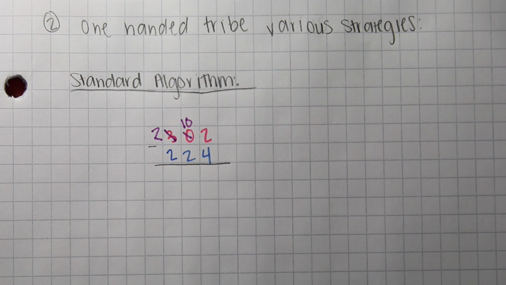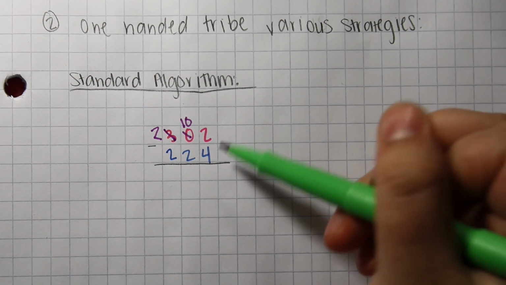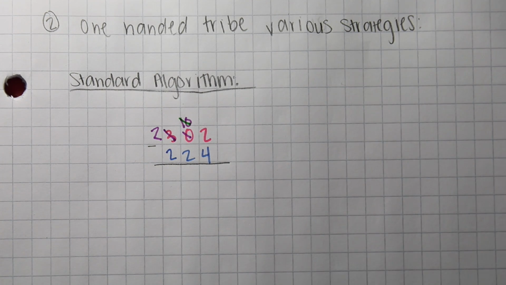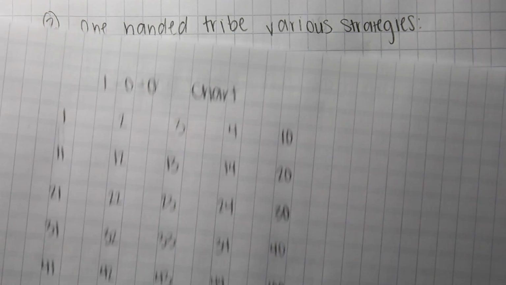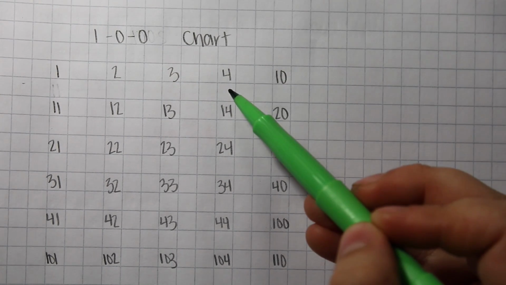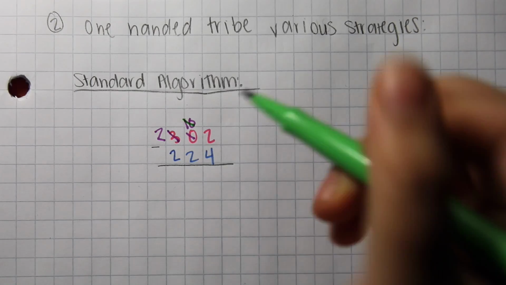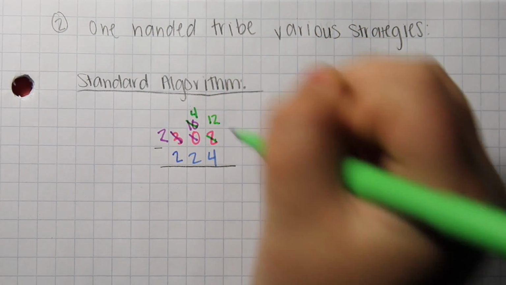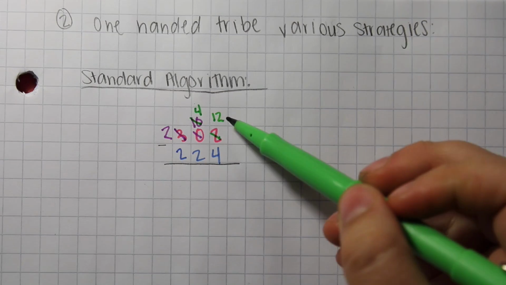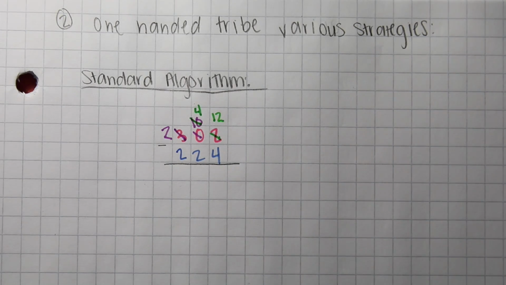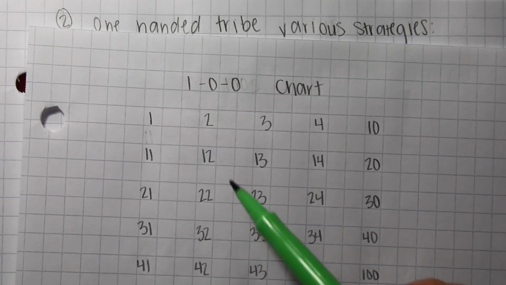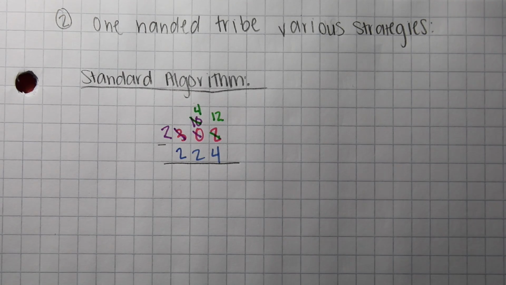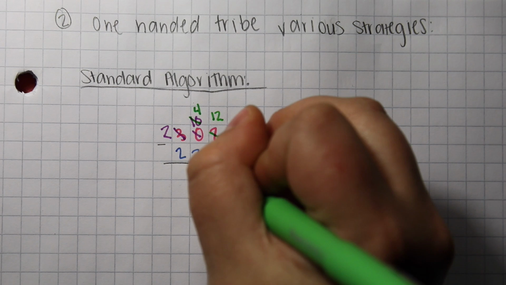And so I changed that 0 in the tens place to 10. Now I'm going to steal from that to be able to subtract in the ones column. So if I'm taking one value in the one-handed tribe, 10 minus 1 is really 4. So that 10 becomes a 4, and that 2 in the ones column becomes a 12. 12 minus 4 is shown here in the 100 chart, and 12 minus 4 is 3.